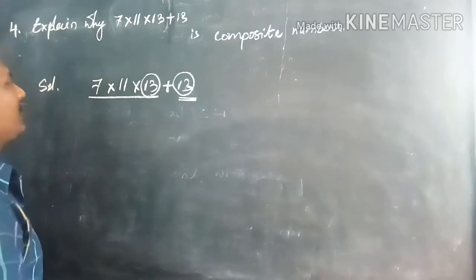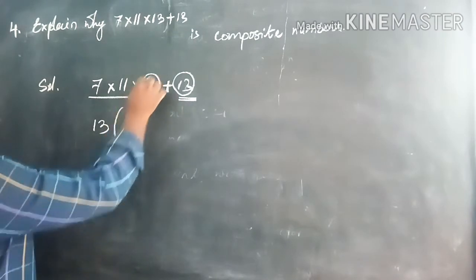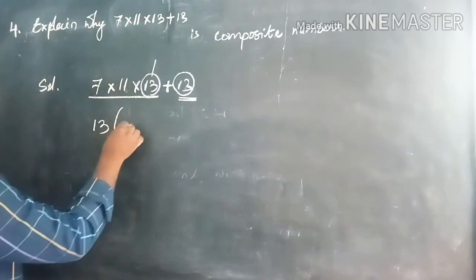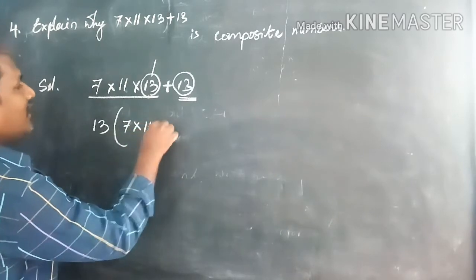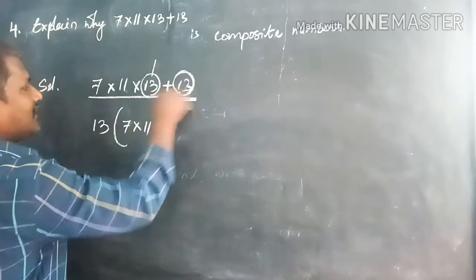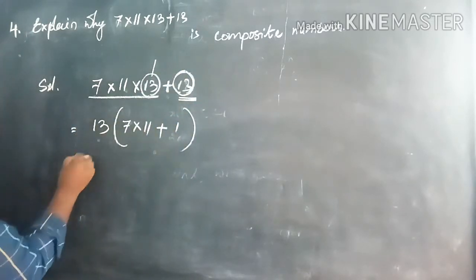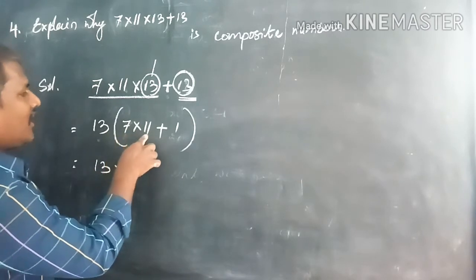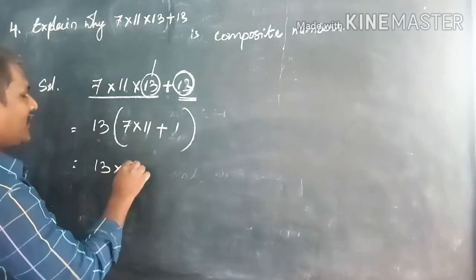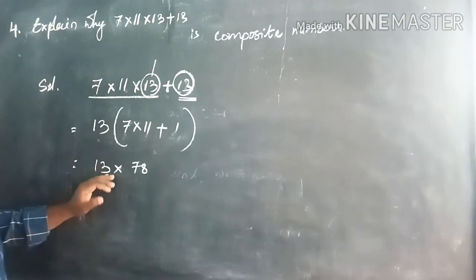Now you have to take 13 as the common term. If you take the common term, the rest of the first term is 7 into 11, and plus, if the 13 is taken out from the second term, you have to write 1. So this number can be written as 13 into (7 into 11, that is 77, plus 1), which is 78. So this number is the product of 13 and 78.